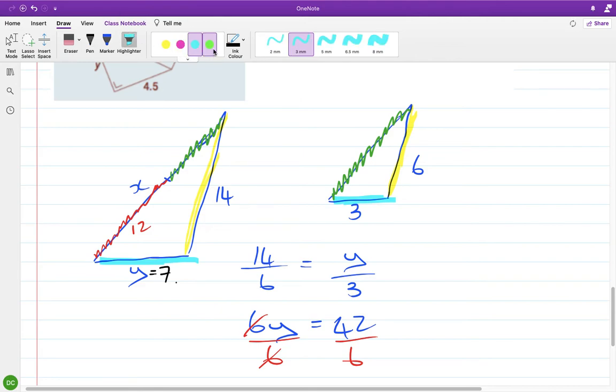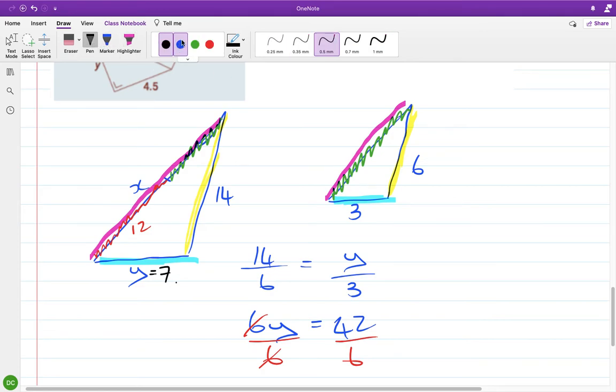Now, I'll use my highlighter. So this side here, x, corresponds to this side here. No, but I don't know either. Oh, this is tricky. I took this out of the higher level book. I thought it was a bit more straightforward.